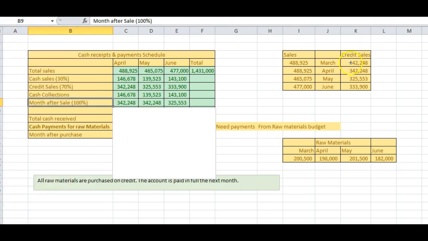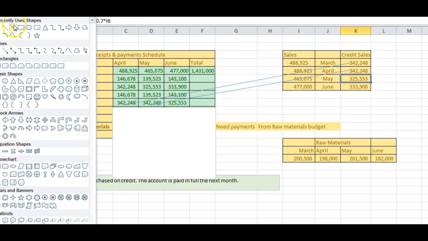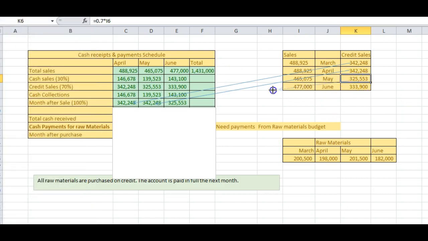So March's credit sales were 342,248, and that's the amount we collected. It just so happened that April's sales were also 342,248. So that's how much cash we collect in May. And then for June, we're going to collect May's accounts receivable or the credit sales. And that goes right here. Now, I know that might be somewhat confusing, but hopefully the arrows help.